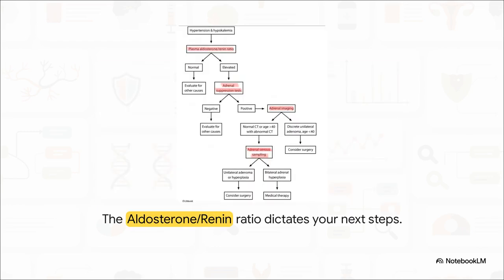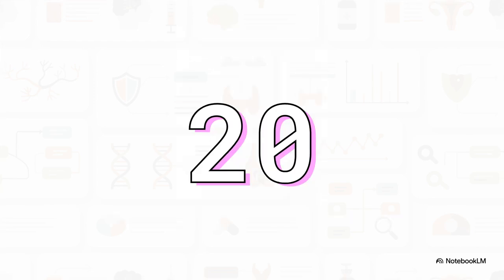And just like we saw with the thyroid, suspected hyperaldosteronism requires biochemical proof before you ever order a CT scan. If a patient has difficult-to-control hypertension and hypokalemia, you measure the plasma aldosterone and plasma renin activity first. Burn this number into your memory right now. Greater than 20. A plasma aldosterone to renin ratio greater than 20 points directly to primary hyperaldosteronism.